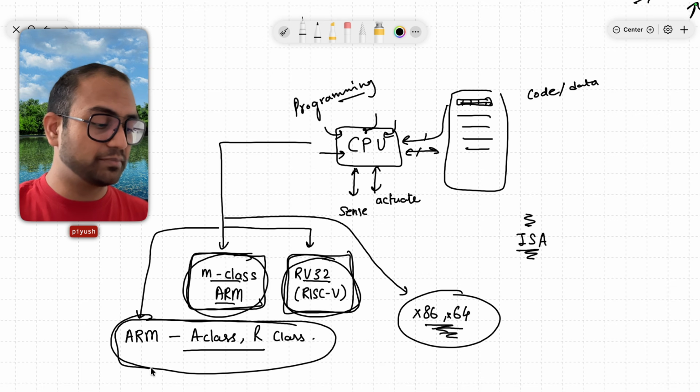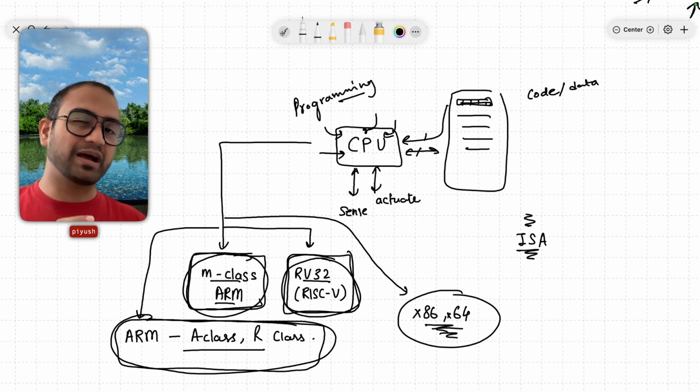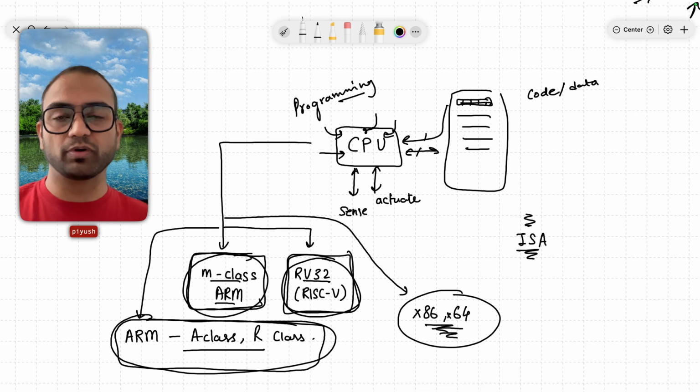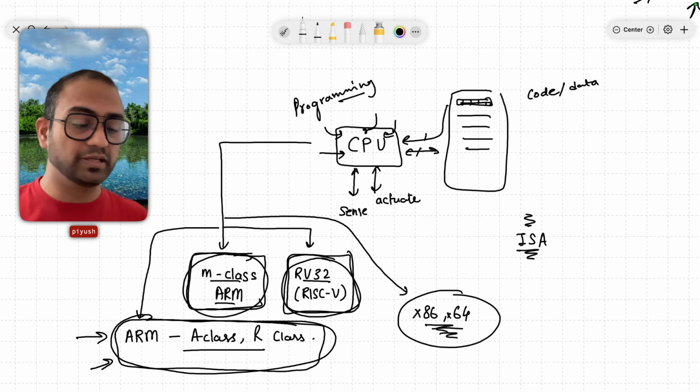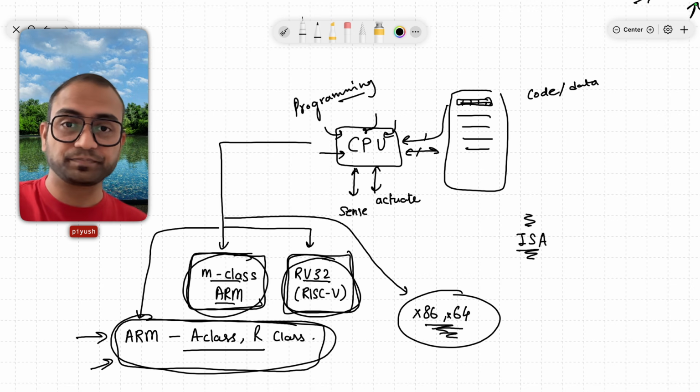A and R class CPUs are more for complicated embedded systems like laptops, mobile phones, watches, cameras, car infotainment systems. You know, these are used there.